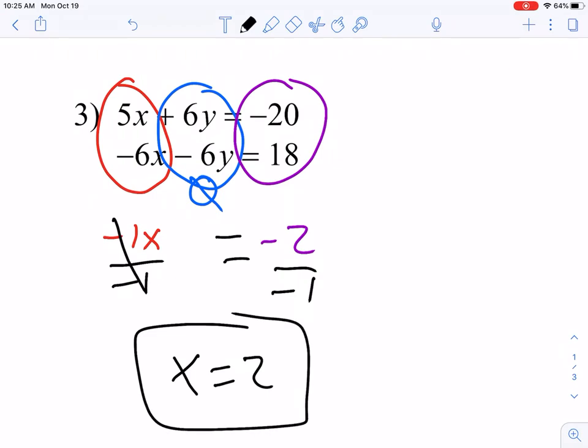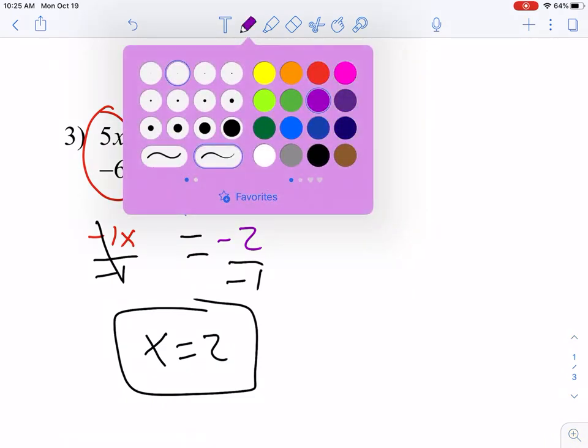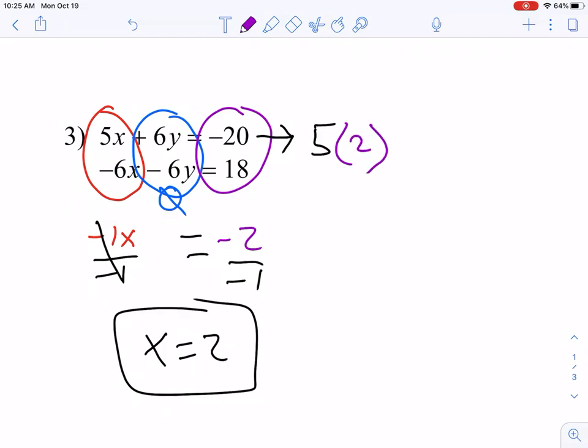Now that I know that x equals positive 2, I can take that and plug it into either my top equation or my bottom equation. It doesn't matter. So I'm just going to plug it into my top equation. It's your choice. So I'm going to say 5, and then I'm replacing x with a 2, plus 6 times y equals negative 20.